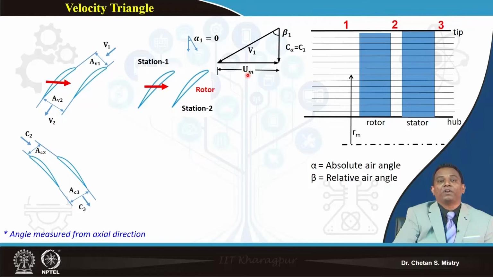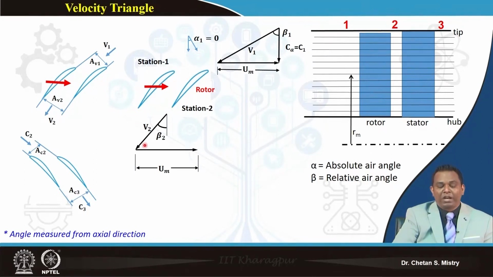That's what is a function correlating your relative velocity component. Now at the exit, what will happen? My flow will be coming out with relative velocity v2. I know my rotational speed u, so I will be putting that as the rotational speed. And if I join those, that gives me my absolute velocity component.